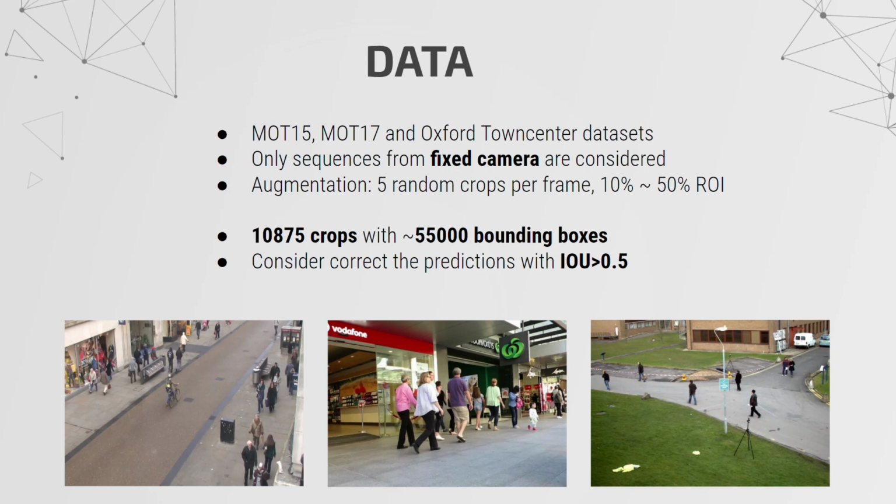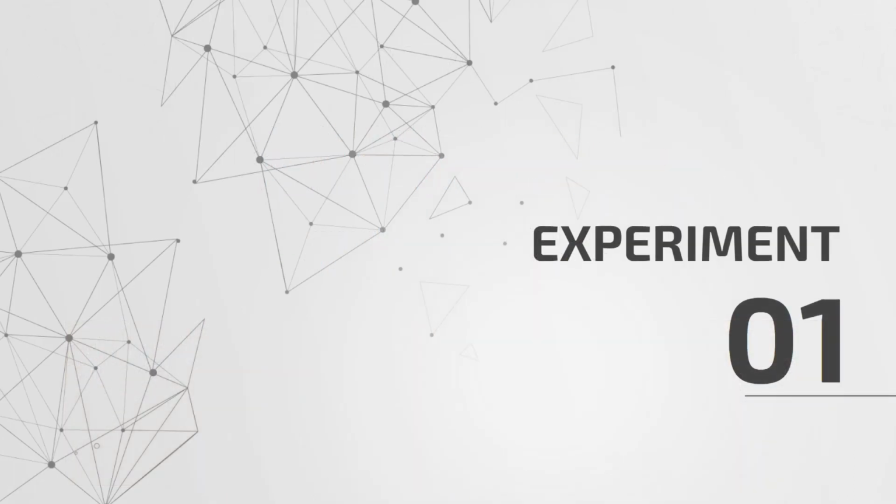We employ some form of image augmentation by getting 5 random crops from each of the input frames, and these random crops are randomly zoomed in and cover between 10 to 50% of the region of the original image. All in all, we end up with around 11,000 crops containing 55,000 bounding boxes. On this data, we will run 2 different experiments.